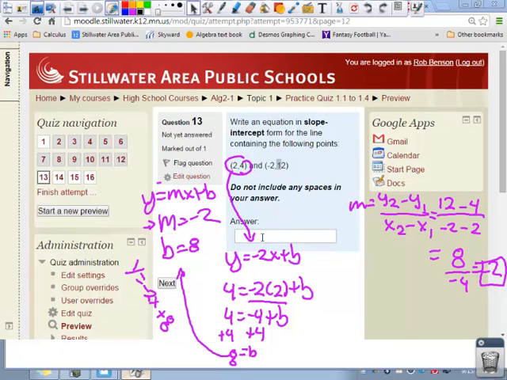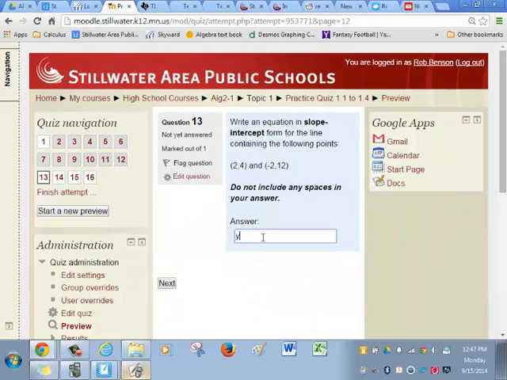No big worries here. Y equals negative 2x plus 8. And you want to just double check when you put these things in. Make sure you didn't do something silly, like put a space. You don't want to put spaces. I just want you to know that if you do that, it might get counted wrong right away. So don't put spaces. That's huge.